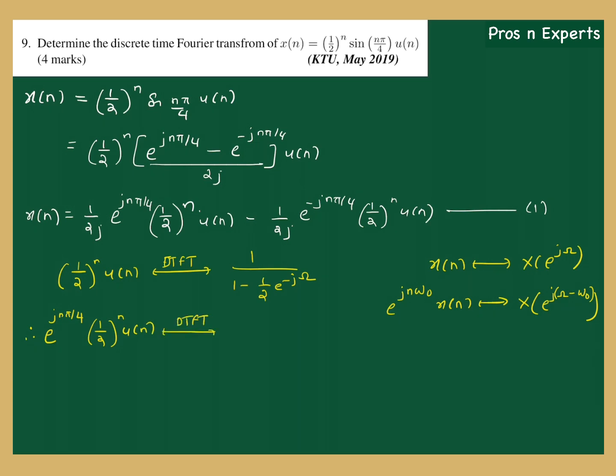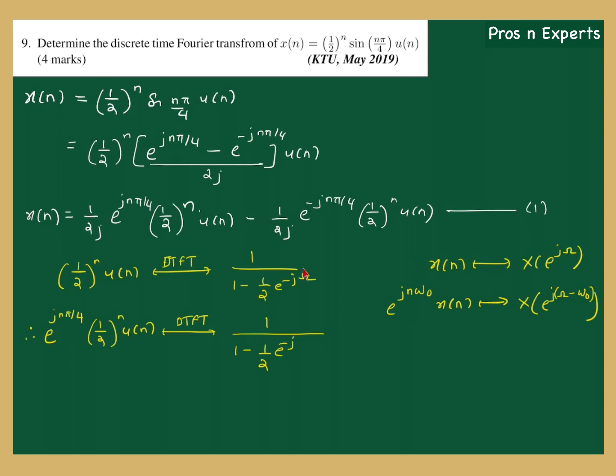Why did I take it like this? Because in the first term you have a factor like that, e raised to j n pi by 4 into half raised to n u of n. That's what I have taken here. So using the same property of frequency shifting, I can write this as 1 by 1 minus half e raised to minus j into frequency shifting.